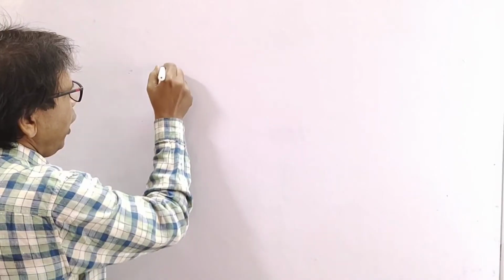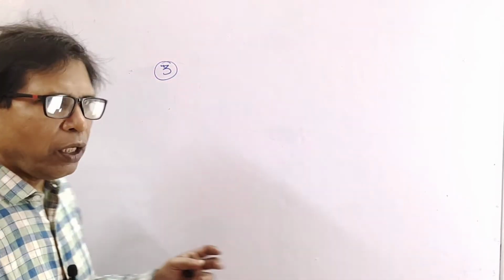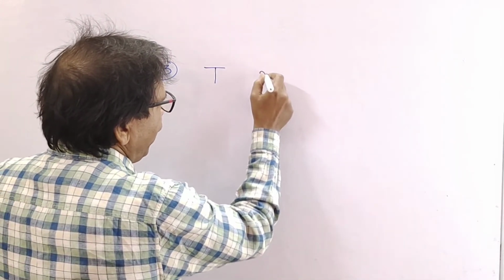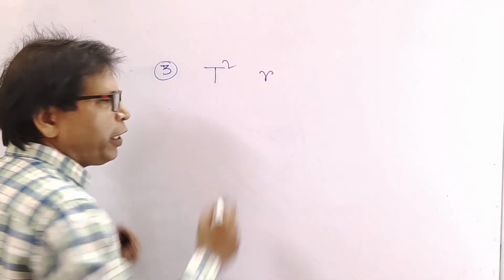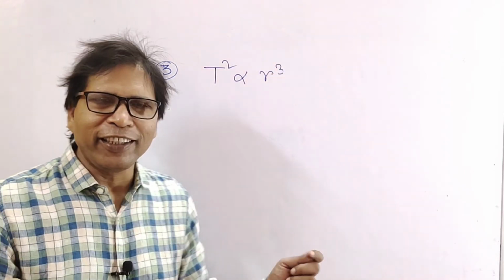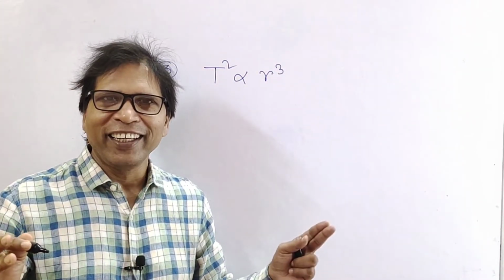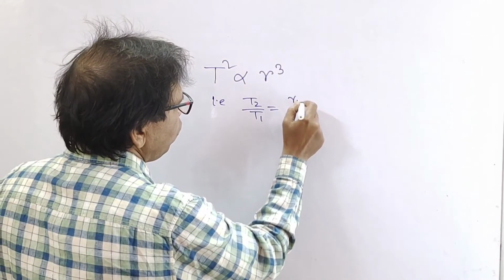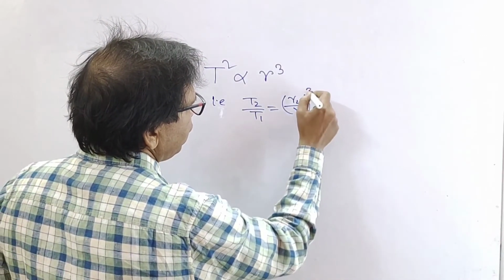Okay, next. Now Kepler's third law. The square of the period of revolution of a planet is directly proportional to the cube of the mean distance between the sun and the planet. That is, if T is the period of revolution and R is the mean distance, then the square of the period of revolution is directly proportional to the cube of the mean distance. Look at this. That is, T2 by T1 equals R2 by R1 to the power 3 by 2.